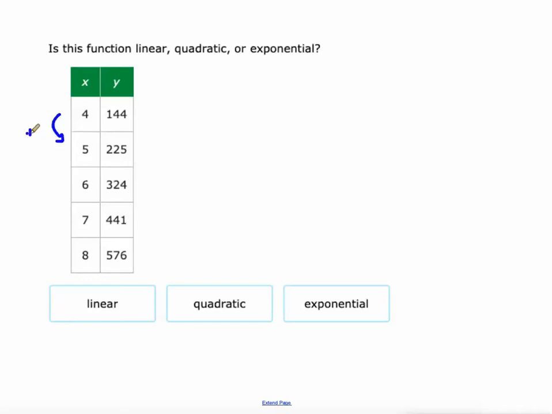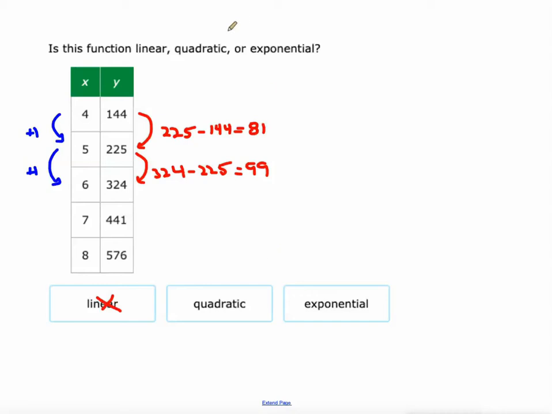All right, and I see increases of 1. What happens when I do 225 minus 144? That gives me 81. And when I do 324 minus 225, that gives me 99. So that rules out linear. You can probably see that, especially if you look at the lower values.